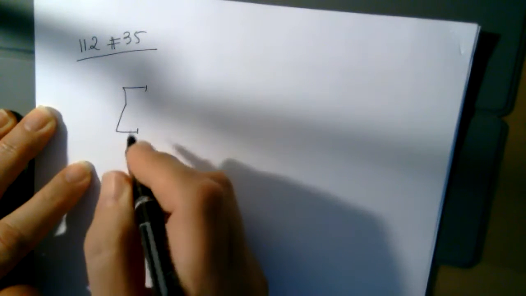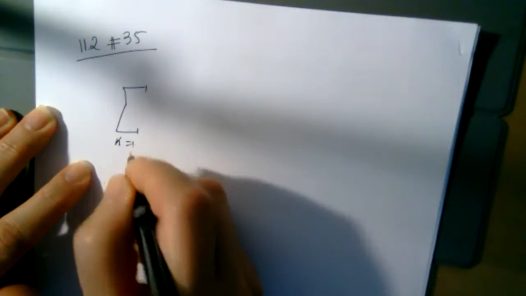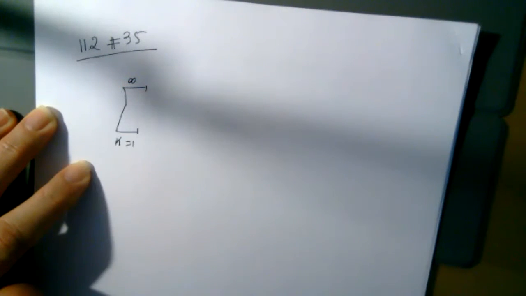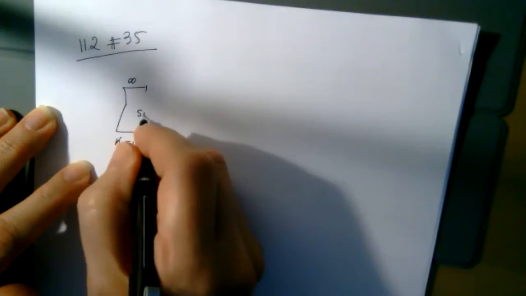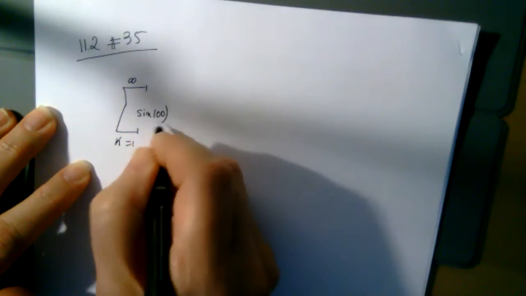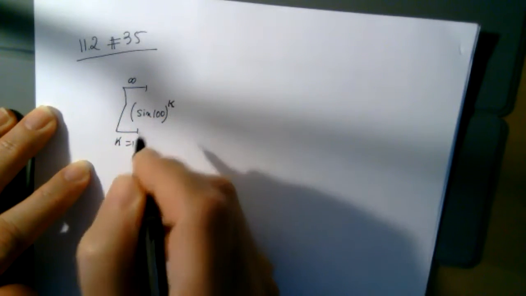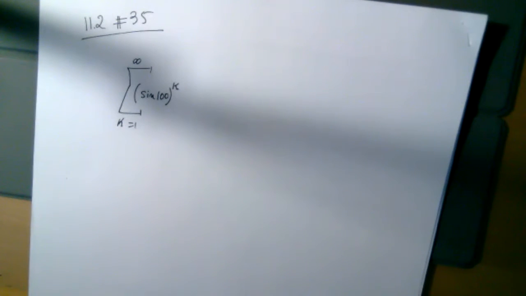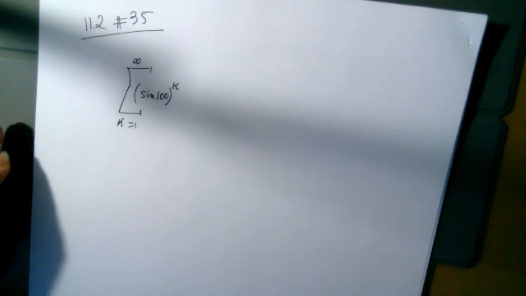So number 35, we have the following series: sigma k equal 1 to infinity of sine of 100 to the power k. All right. Any ideas? How can I do these problems? Whoever has an idea, unmute and share it.